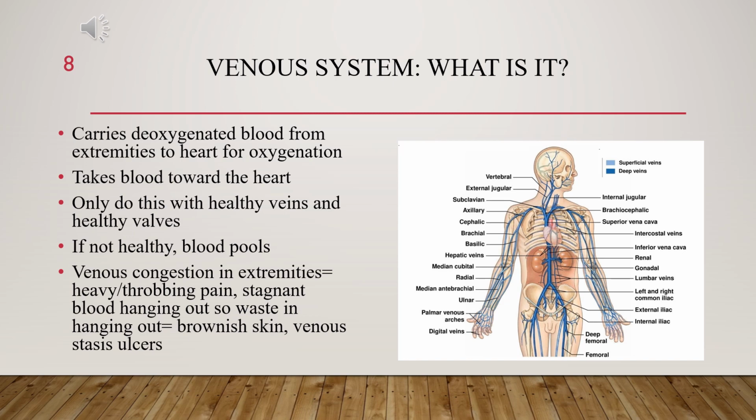So again, our veins have a job to carry the deoxygenated blood from the extremities to the heart and lungs to get reoxygenated. It takes blood toward the heart, and it only does this with healthy veins and healthy valves, so the blood can actually move up, move around in the body. If our veins aren't that healthy, then blood is going to pool. It's not going to move as easily as it should. So you're going to have venous congestion in the extremities.